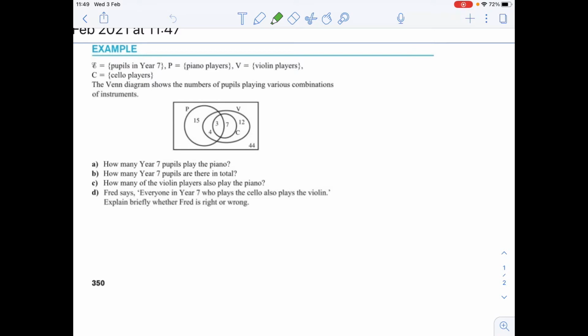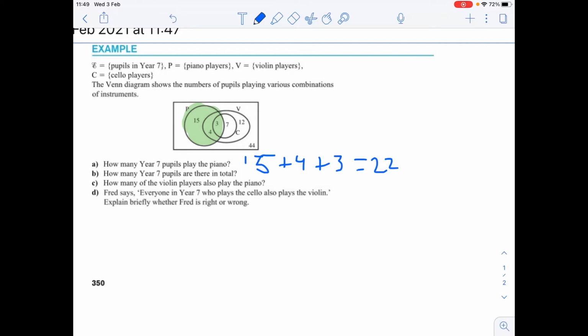So, how many year 7s play the piano? Well, that would be all the students inside the P circle. So that is going to be 15. I haven't got my pen today, I'm writing with the fingers, a bit annoying. It's going to be 15 plus 4 plus 3. So that's going to be 22. That's how many students play the piano. It's all the students in the P circle.